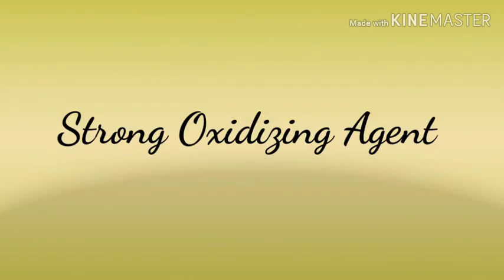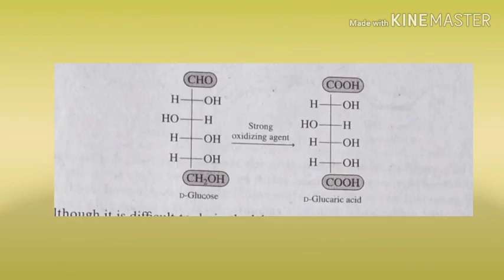A strong oxidizing agent can oxidize both ends of the monosaccharide at the same time. For example, in the picture, D-glucose's carbonyl, its terminal end or aldehyde, and the other end are both oxidized. So it is considered a strong oxidizing agent, and D-glucose produces glucaric acid.